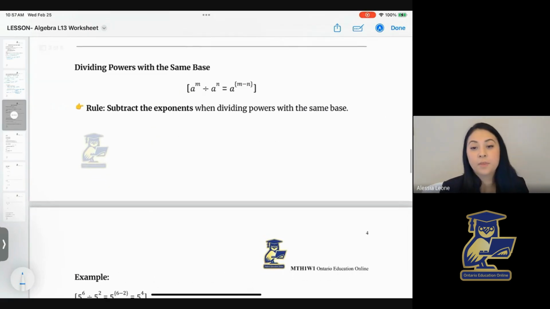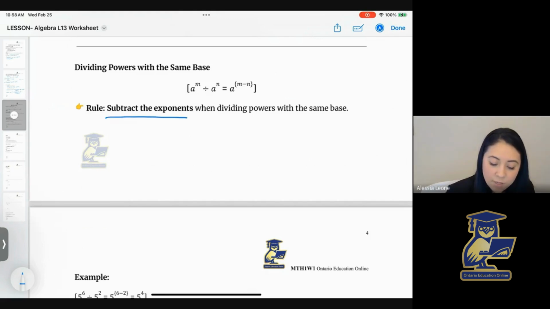Our next rule, dividing. So again, we have our letters. We're just taking a visual of what it would be. A and A, we're using the same base. A to the power of m divided by A to the power of n. We know those are the same bases, and it's a division question. We know we can subtract our exponents. So we will keep A, and then take away the exponents, m take away n. We will subtract the exponents when dividing with the same base.